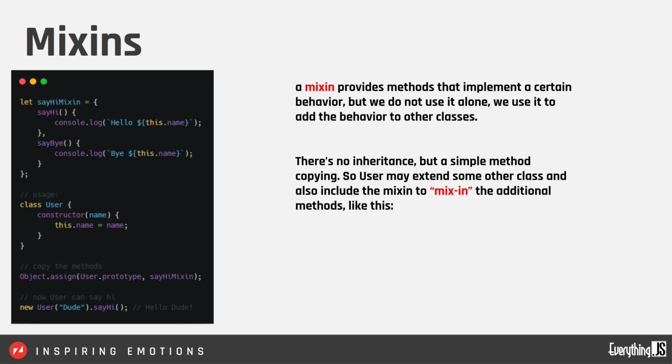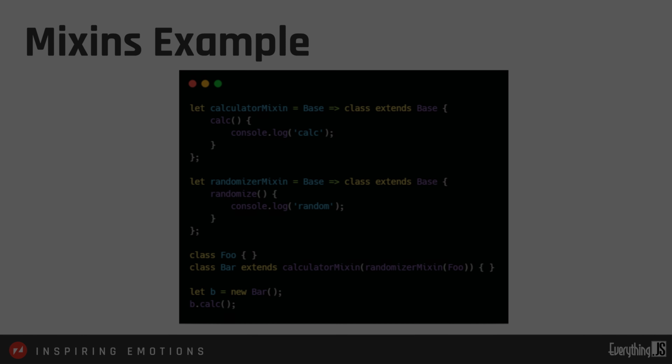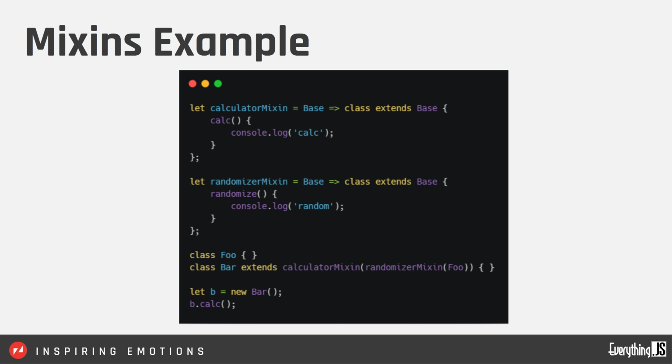This emulates multiple inheritance because we don't have such here, and you can do a whole lot of things with it, really powerful things if you are building libraries and whatnot. This is another example of mixins.